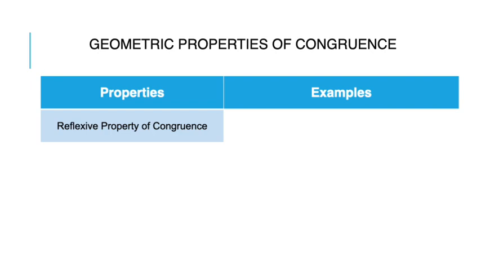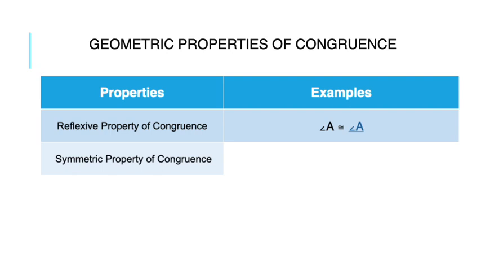But when we're talking about geometric proofs, we're going to say that some geometric object, maybe angle A, is congruent to itself. So angle A is congruent to angle A. That's the reflexive property of congruence. Let's move on to the symmetric property of congruence.